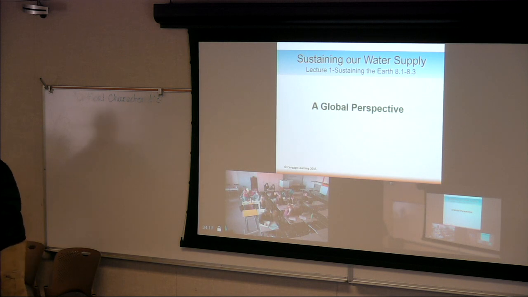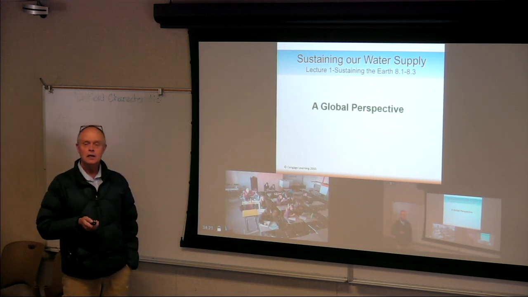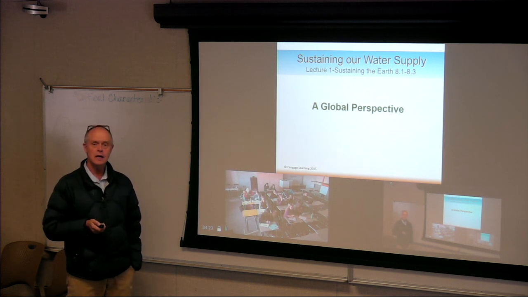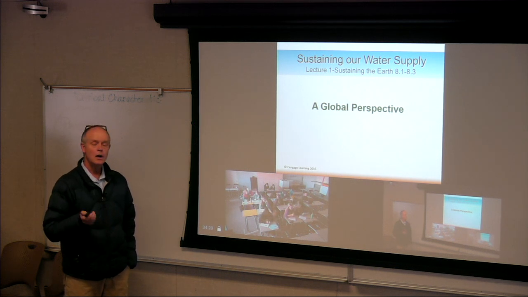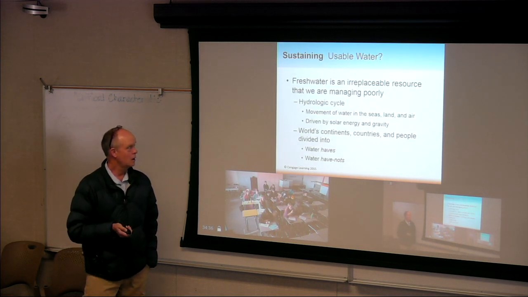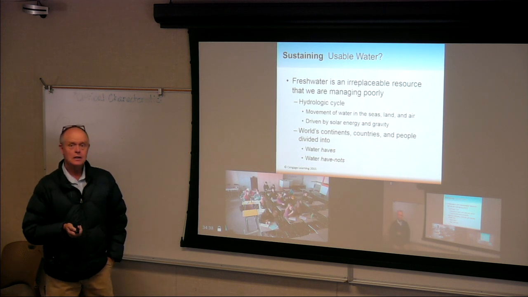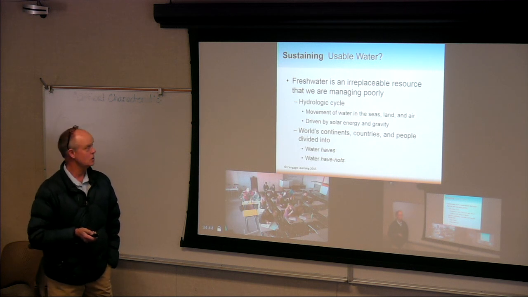So anyway, first slide, out of Sustaining the Earth, chapter 8. Like I said, it's in Blackboard under assignments as a PDF, and we're just going to look at a global perspective first before we kind of hone in on California and then specifically on the Mojave watershed. Okay? So, as we've talked about several times already last semester, fresh water is an irreplaceable resource.